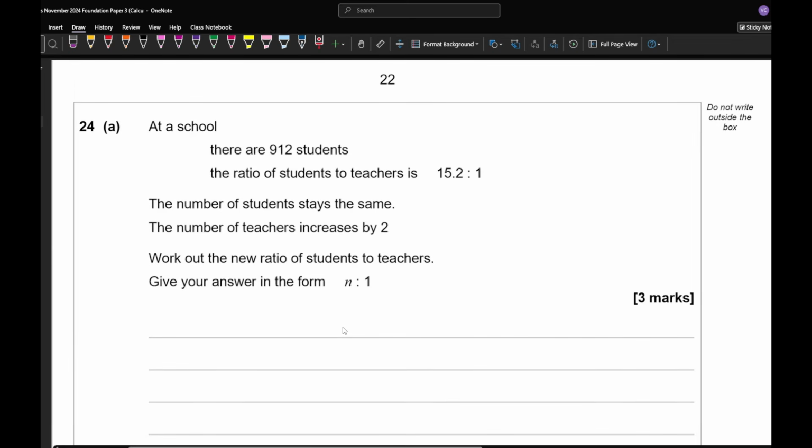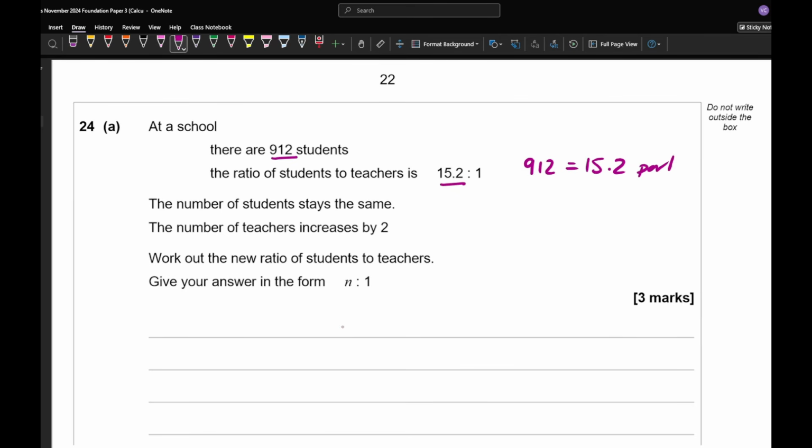Moving on to question 24, it says at a school there are 912 students and the ratio of students to teachers is 15.2 to 1. The number of students stays the same, but the number of teachers increases by 2. Work out the new ratio of students to teachers, giving your answer in the form of n to 1. So first things first, we need to establish how many teachers there are. If the ratio is 15.2 and that equals 912, then 912 equals 15.2 parts.